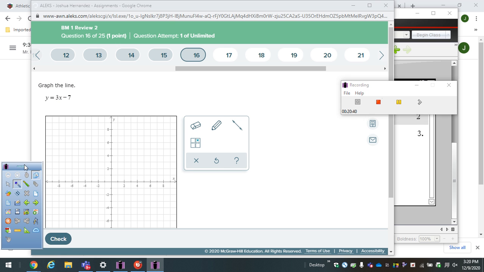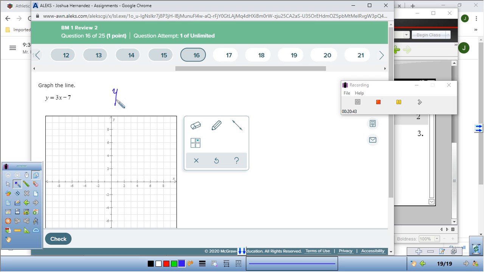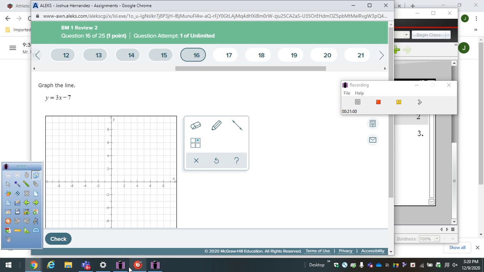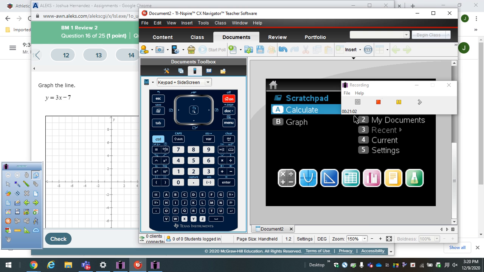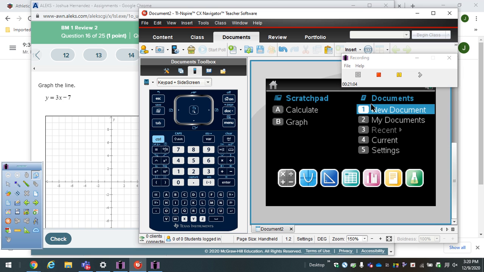Okay, graph the line. In this situation, you want to graph the line. Please remember y is equal to mx plus b. This is my m, this is my b, this is my slope, this is my y-intercept. Now, there are several ways you can do it. I'm not going to tell you how to do it, but there are a lot of different ways. Calculator is one.